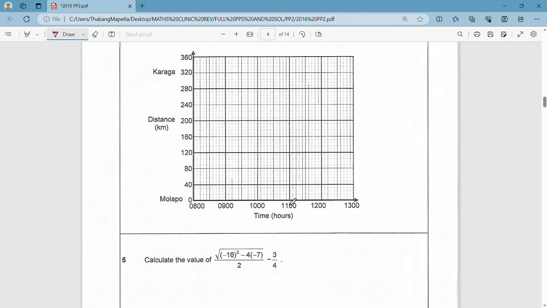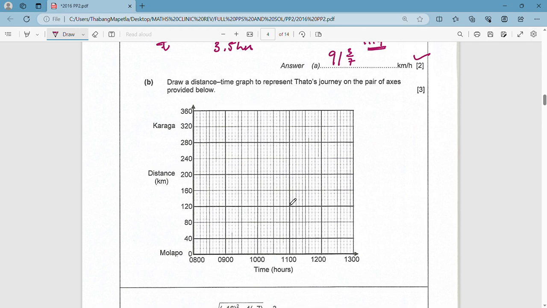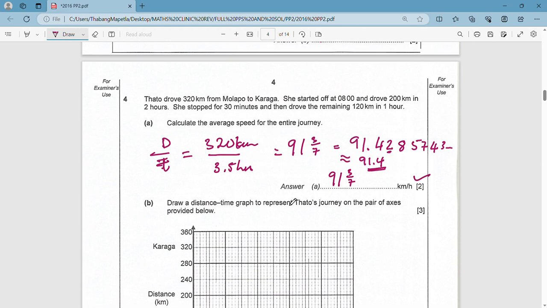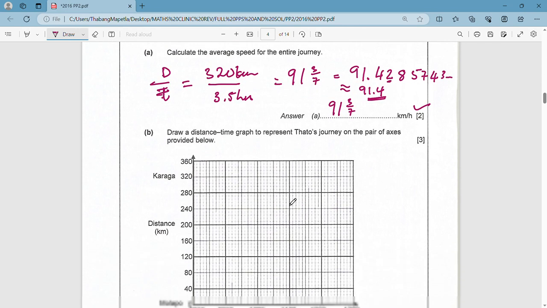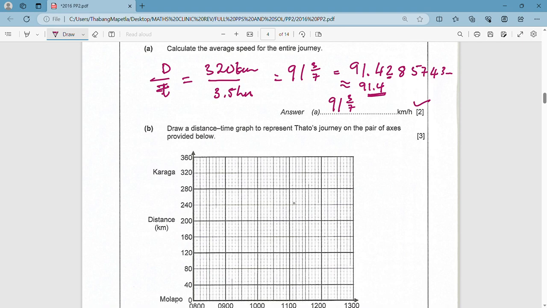And then question number 4, it says draw a distance-time graph to represent Tato's journey on a pair of axes provided below. So we know that she drove for 2 hours, 200 kilometers in 2 hours, as it was said there. 200 kilometers is here, 2 hours, whatever it will be here, and then joined by a straight line with the help of a ruler, of course.